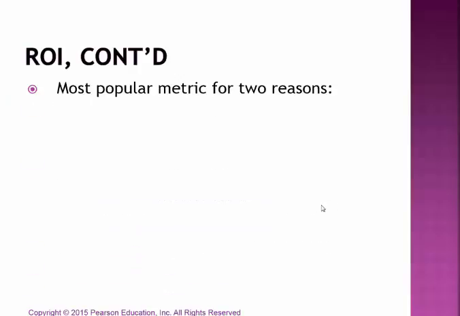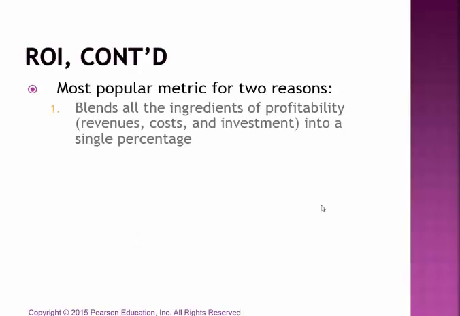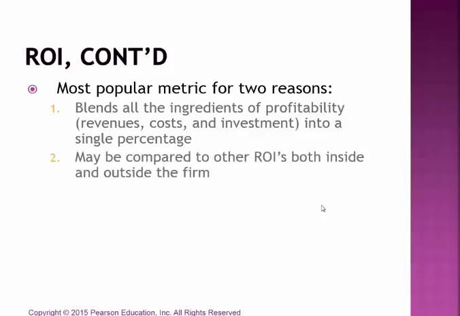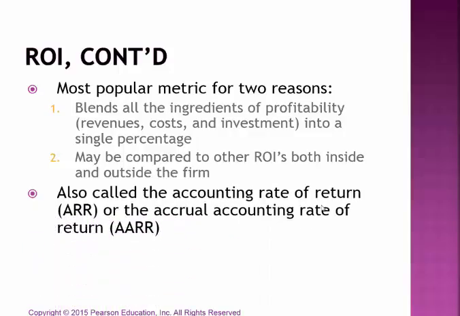ROI is the most popular metric. It blends all the ingredients of profitability, like I just mentioned, revenues, cost, and investment into a single percentage. It may be compared to other return on investments, both inside, historically speaking, or against other subunits, as well as compared to others outside of the firm, competitors, industry averages, etc. It is also called the accounting rate of return, like I mentioned earlier, or even the accrual accounting rate of return, ARR or AARR.